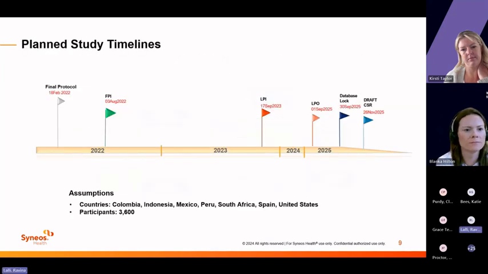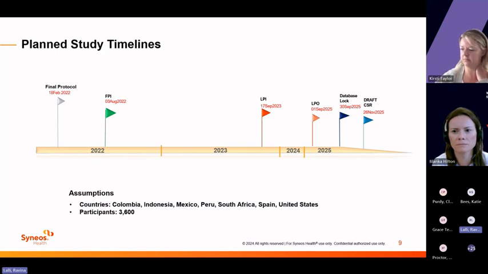So this was the following timeline that was planned. It displays the planned study timeline before the recruitment campaign. FPI being the first patient in, marking the start of the recruitment campaign, and LPI being the last patient in, marking the end of the recruitment campaign.